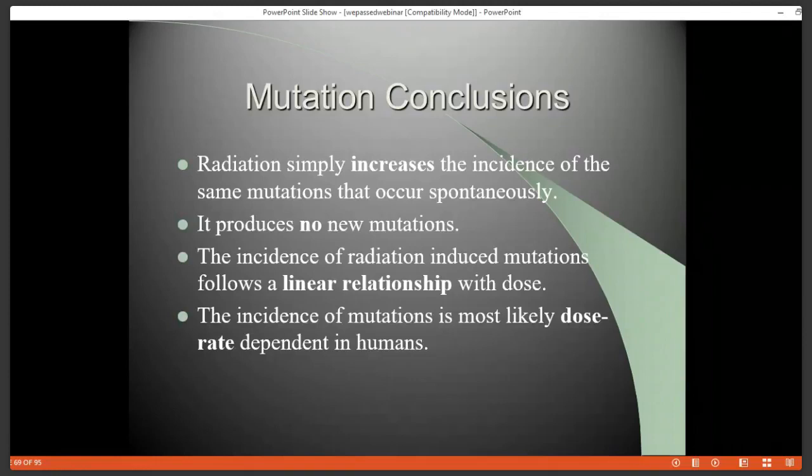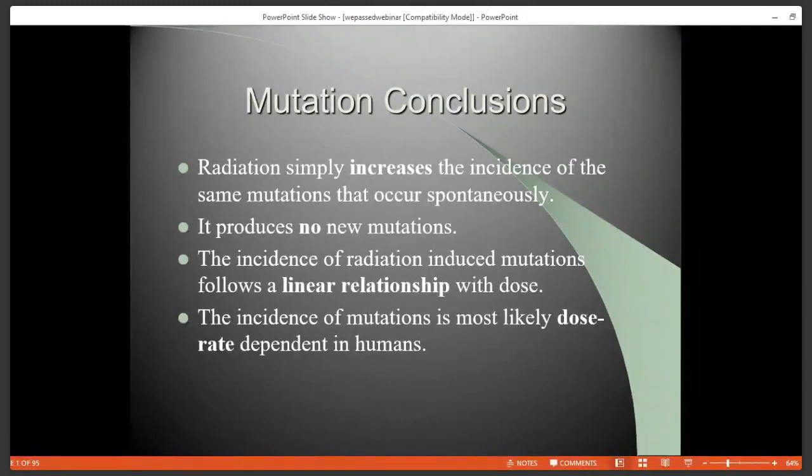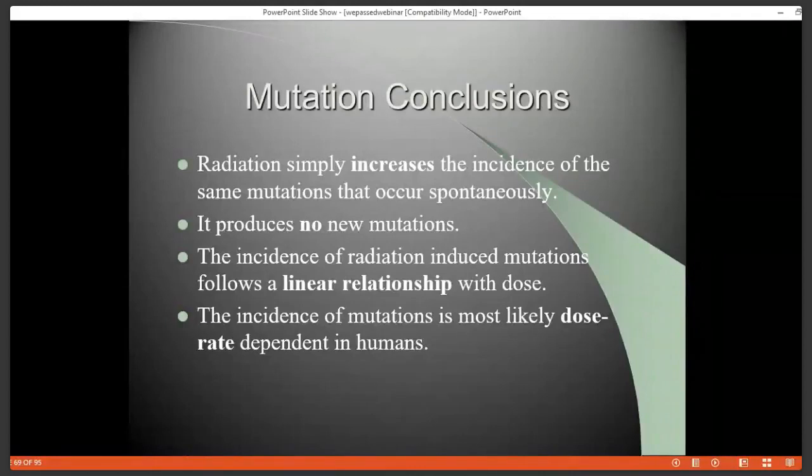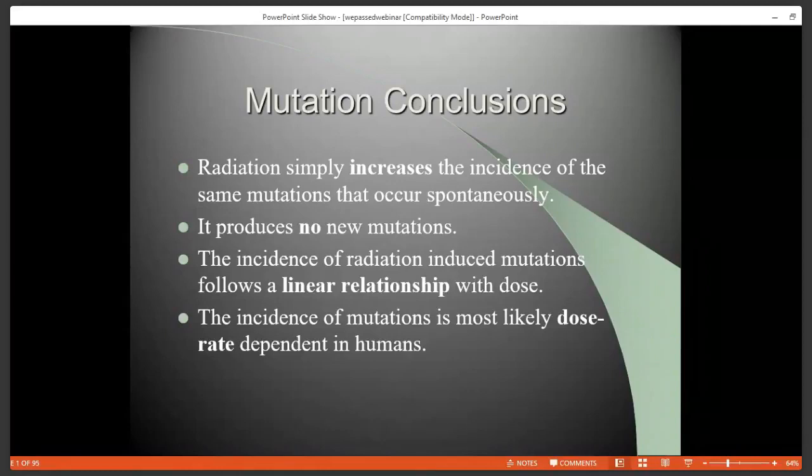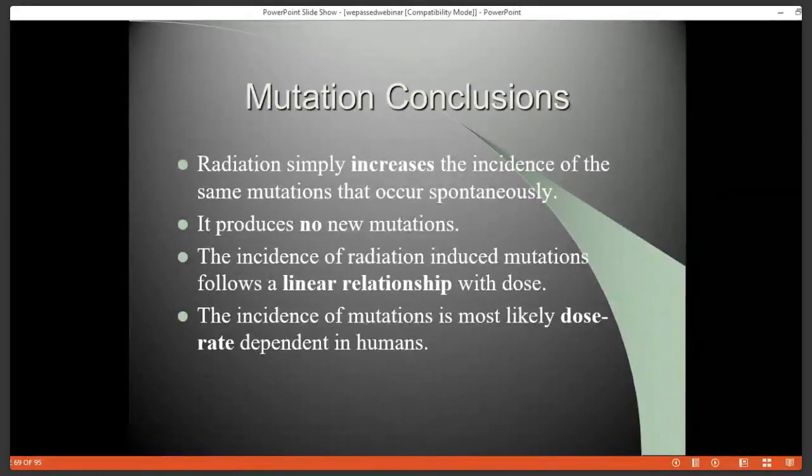The incidence of mutations is most likely dose rate dependent in humans, as are most things. We are exposed daily to background radiation given over long periods of time at low dose, and we seem to respond very well to that. However, when you give a dose of radiation very quickly, we tend to see more mutations. So the incidence of mutations is dose rate dependent, meaning how quickly we receive the dose of radiation.